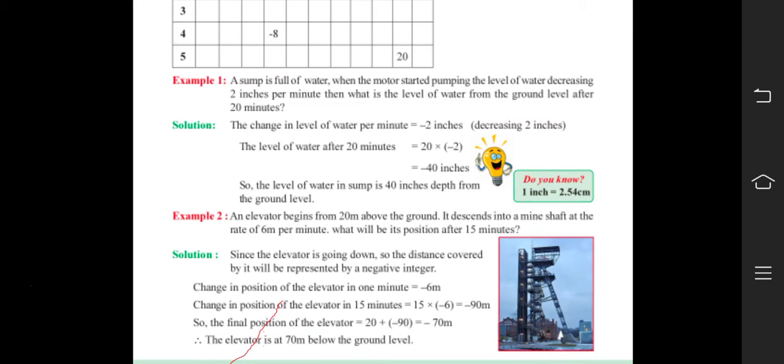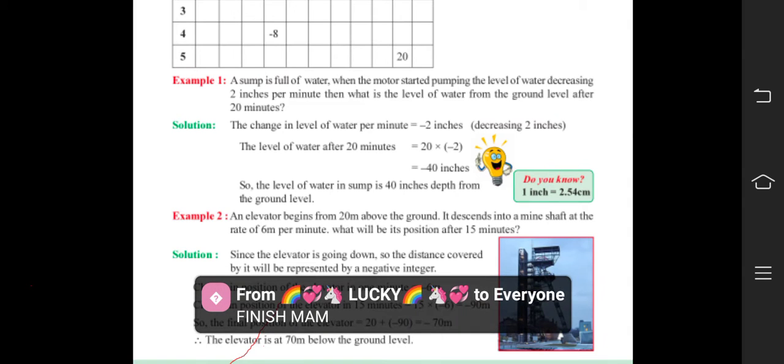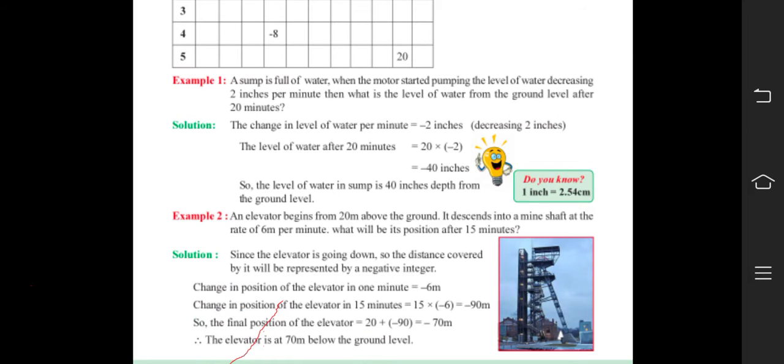An elevator begins from 20 meters above the ground. It descends into a mine shaft at the rate of 6 meters per minute. What will be its position after 15 minutes? Per minute it descends 6 meters. What will be its position after 15 minutes? You should find out. Same as the first example only.